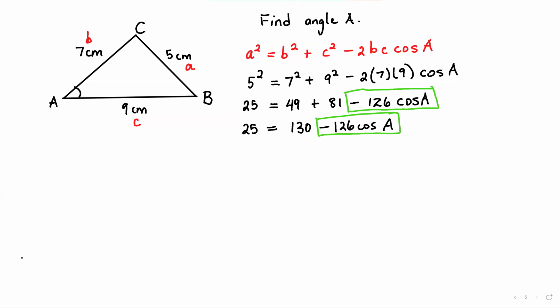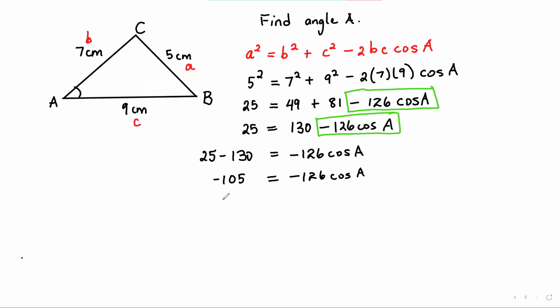So now gonna move 130 to the other side. So this is positive 130. So if I move it to the other side, I will minus it. So that will be 25 take away 130 is equal to negative 126 cos of A. 25 take away 130 is minus 105. So minus 105 is equal to minus 126 cos of A.